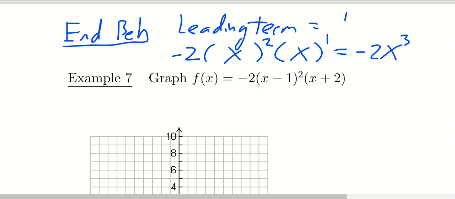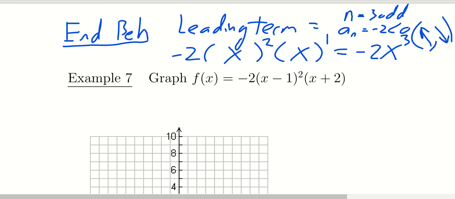This is the situation where n is 3, which is odd, and a sub n is negative 2, which is less than 0. When that happens, this is the kind of polynomial that's going to go up to the left, and it's going to go down to the right. So when x approaches negative infinity, f of x will approach positive infinity, and when x approaches positive infinity, f of x will approach negative infinity. So we now have the end behavior.